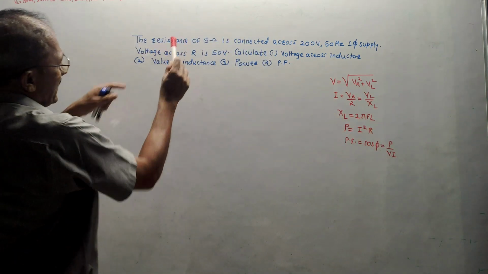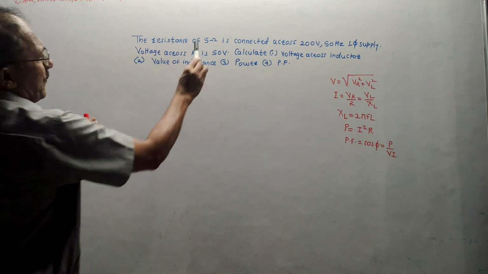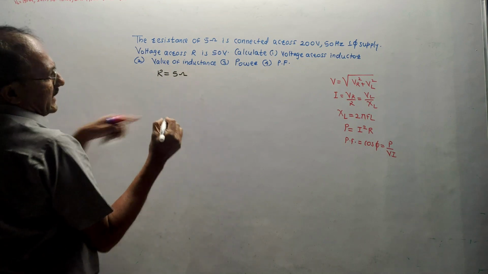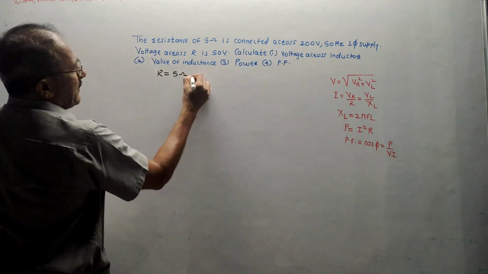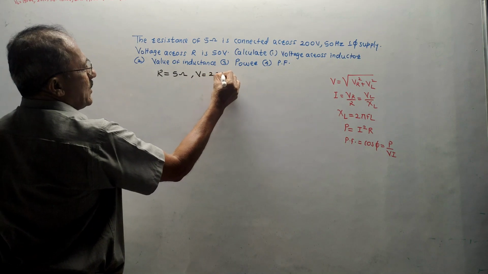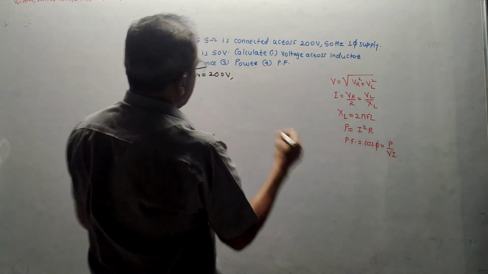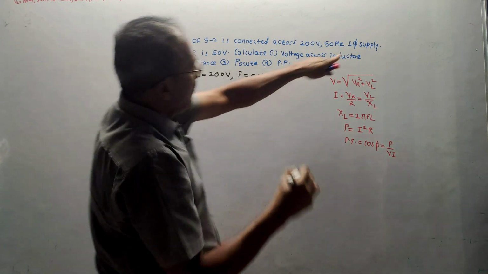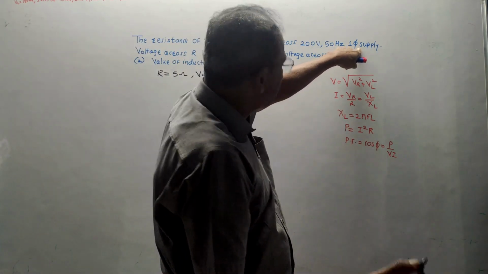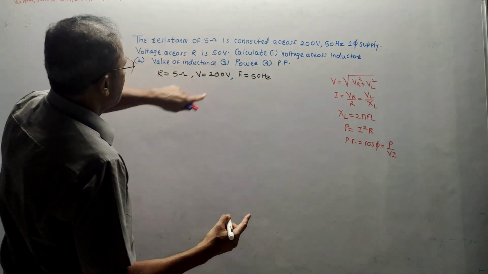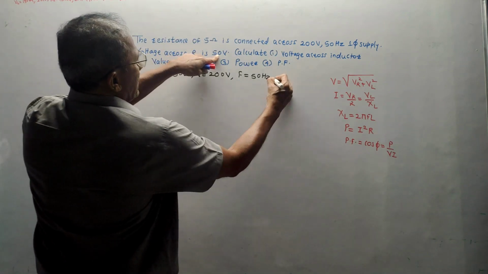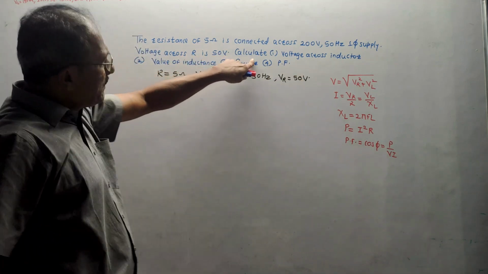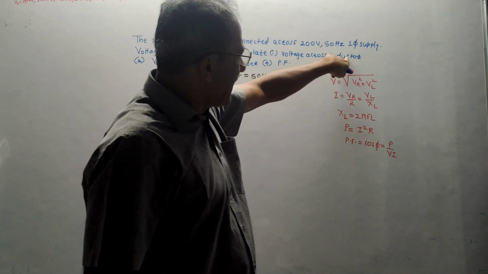Now, the given question is: a resistance of 5 ohm, so R is equal to 5 ohm, is connected across 200 volt supply voltage, 50 hertz frequency. So F, the frequency, is 50 hertz. 1 phi means single phase supply. Voltage across the resistor is 50 volt, that is VR. First part is to calculate the voltage across the inductor.